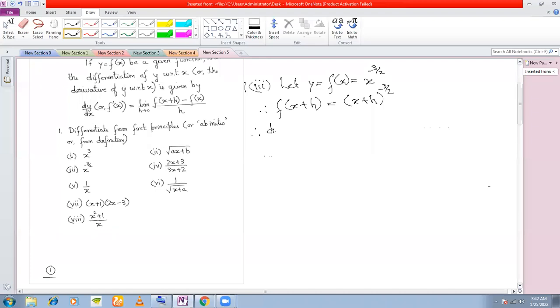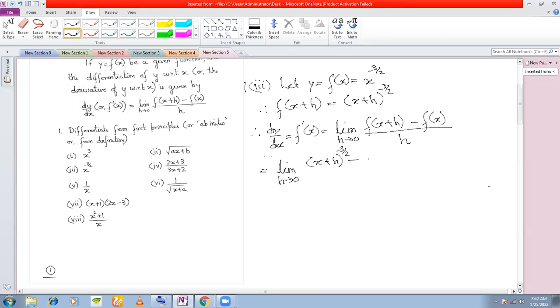So therefore dy/dx will be equal to f dash x. Write the definition first. Limit h tends to 0, fx plus h minus fx whole divided by h. Okay. This is equal to limit h tends to 0, fx plus h is x plus h to the power of minus 3 by 2, minus fx is x to the power of minus 3 by 2, divided by h. An indeterminate form. Okay, so we'll convert this first to a determinate form.